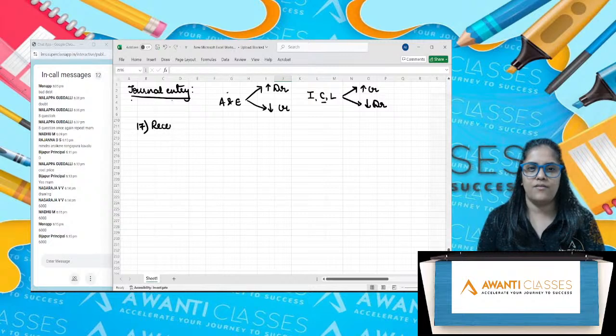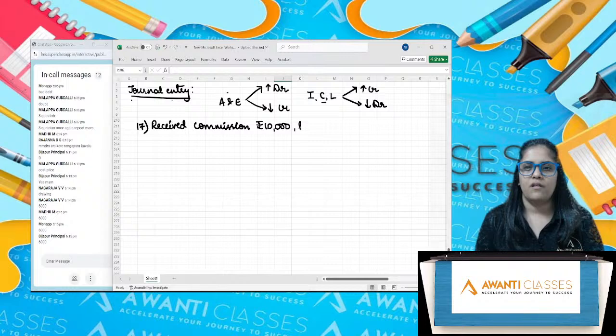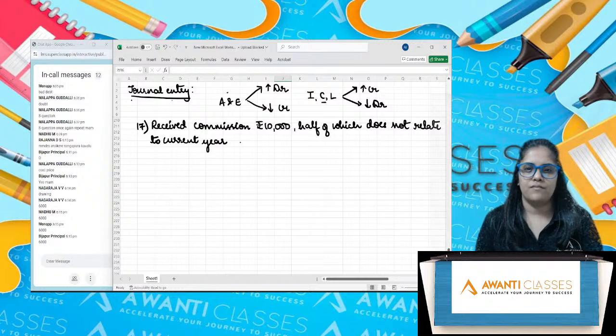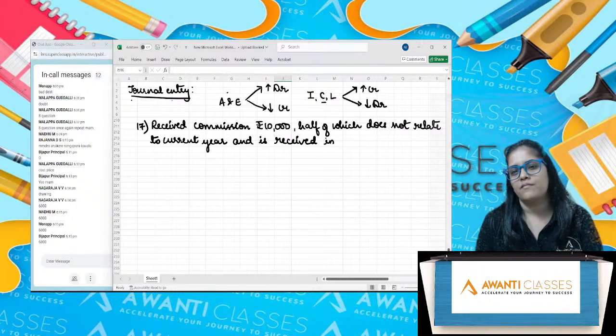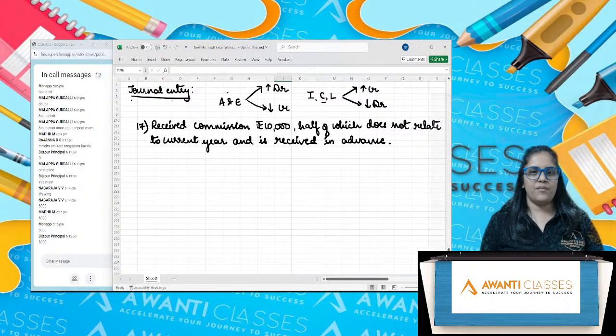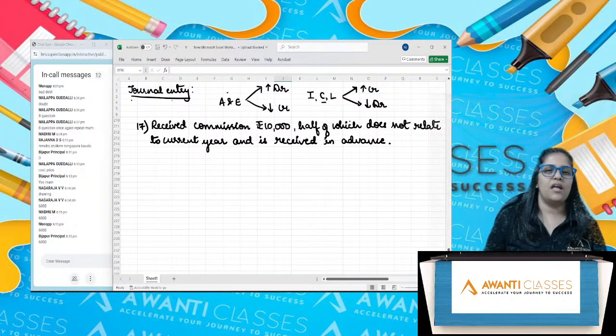Received commission rupees 10,000, half of which does not relate to current year and is received in advance.